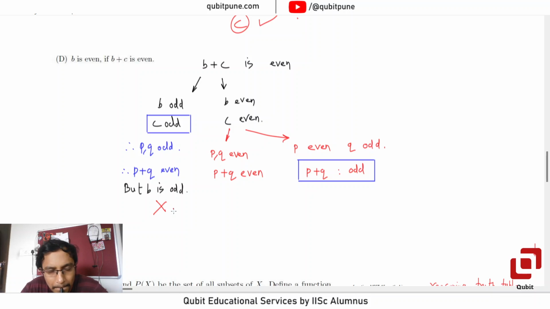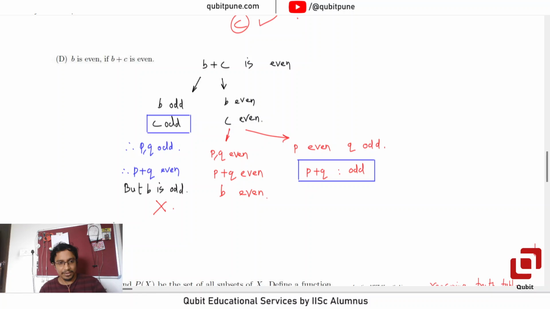B even, C even. Let us consider the possibility that both P and Q are even. P plus Q will be even, so B will be even. Then P even, Q odd. Third possibility, P plus Q is odd. Wait, so let us consider the possibility of P and Q being odd.